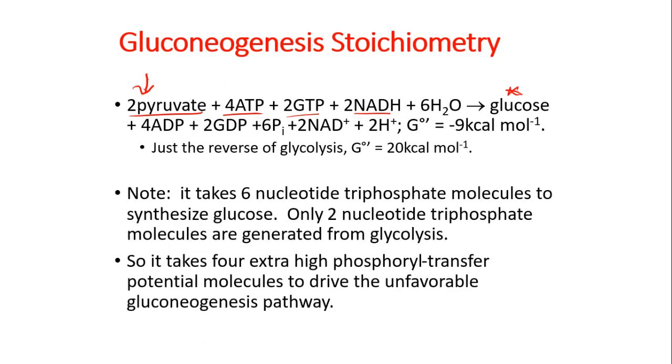So we need to take note that it takes 6 nucleotide triphosphate molecules to synthesize glucose, and only 2 nucleotide triphosphate molecules are generated from glycolysis. And then it takes 4 extra high phosphoryl transfer potential molecules to drive the unfavorable gluconeogenesis pathway.